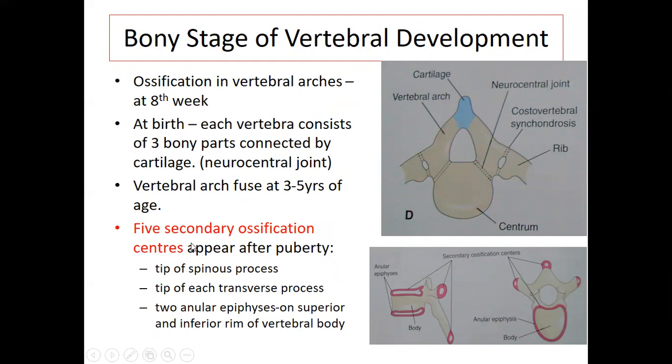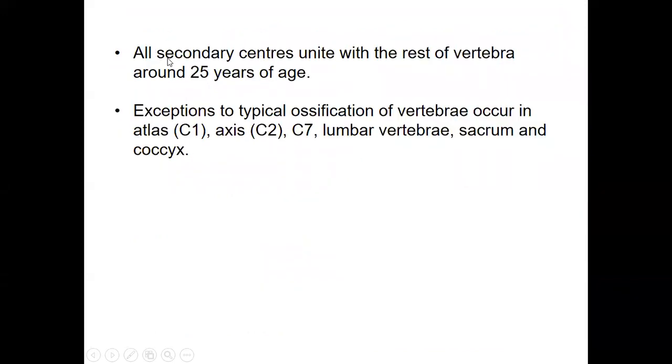Right now we are focusing on the secondary ossification centers. We have five ossification centers that appear after puberty. The first one you can find at the tip of the spinous process. And then we can find two at the tips of each transverse process: one, two, three, right? And then two annular epiphyses on the superior rim and the inferior rim of the vertebral body. All secondary centers will unite with the rest of the vertebra around 25 years of age.